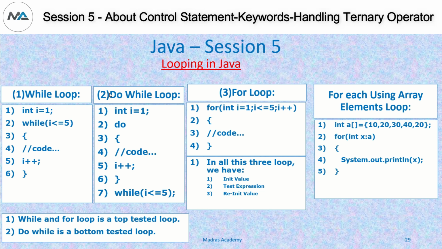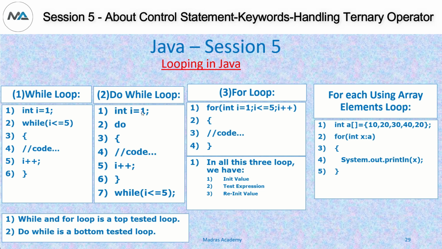Okay, and now we will move on to the do while loop. In this do while loop, we have the initial value, the re-initial value, and at last I'm having a test expression. Okay, and this is the bottom tested loop. So if I give 100 as the initial value, the code will execute. Okay, after that the value will increment. Okay, and here if the condition is true, again it will iterate the value, otherwise it won't execute the loop.